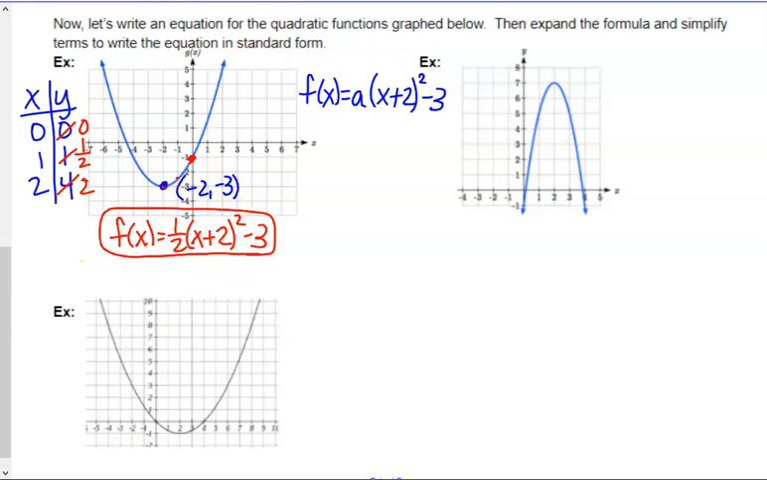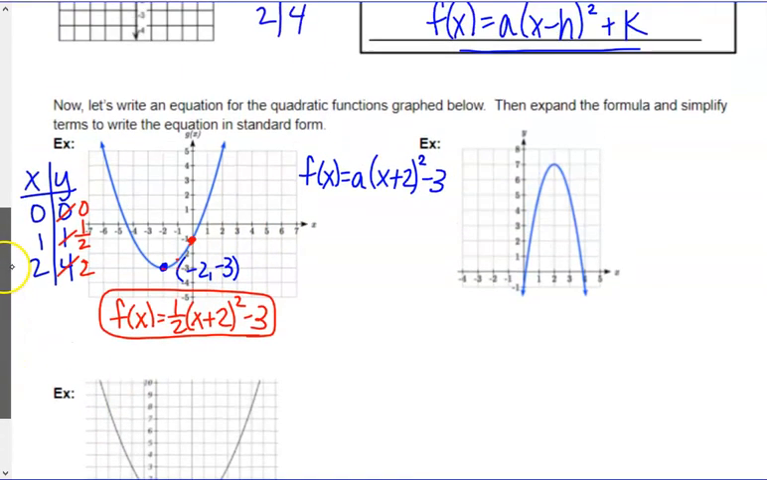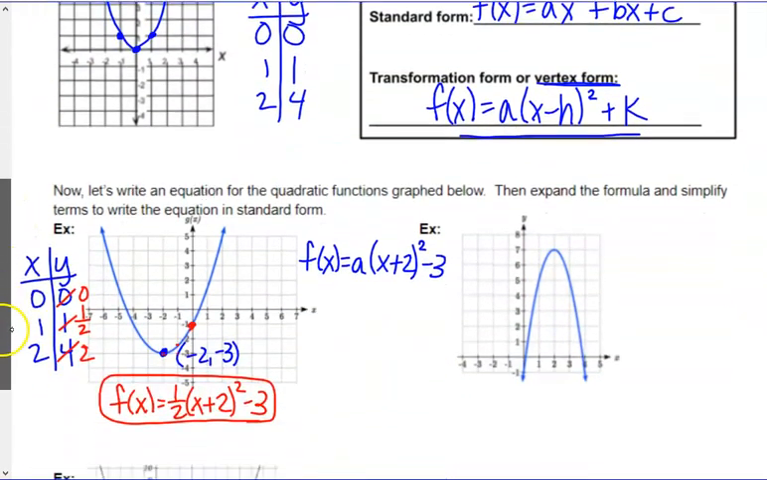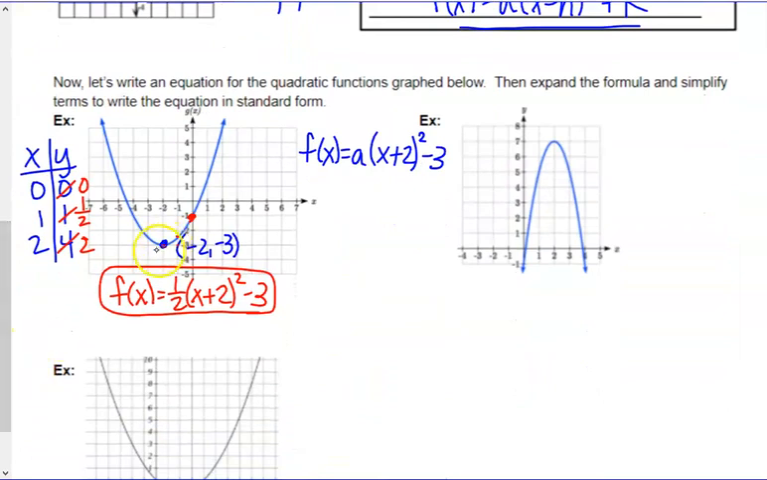Now, if you're not sure about that, or if things don't line up really nicely on that t-table, then you can always use this generic function that we just did and another point. That's what this first part is here. It says find A by using the vertex and another point on that parabola. So we go down here and we say, okay, well, there's my vertex. Here's another point.